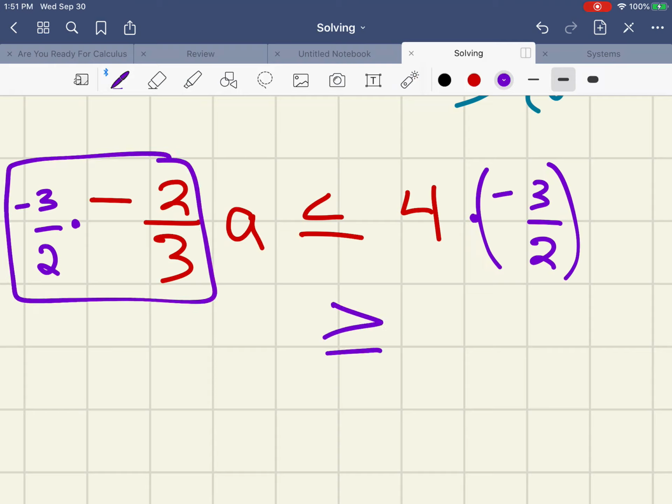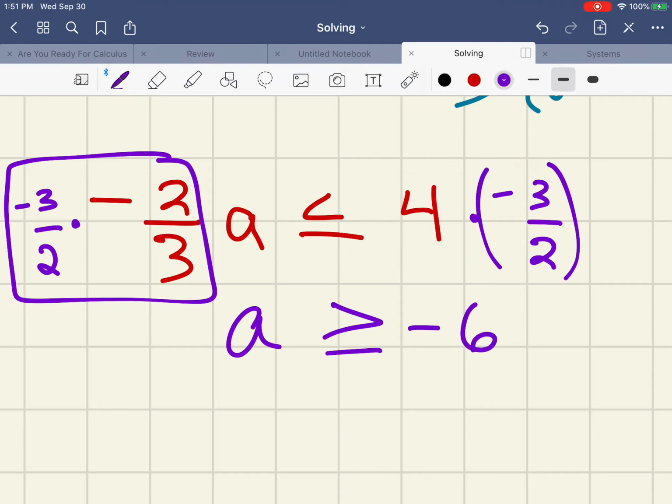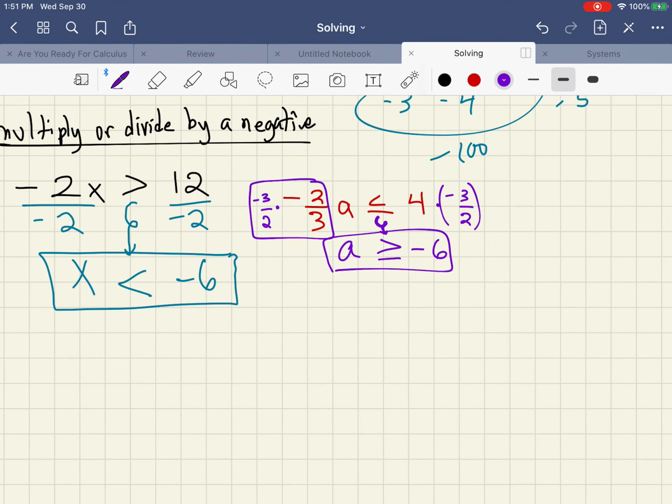I know all of this ought to cancel. That's the goal. And then when I multiply 4 by negative 3/2, I get negative 12 divided by 2, which is negative 6. And I've already done the sign flip, which I like to do this little curly Q arrow just to symbolize that. Okay?